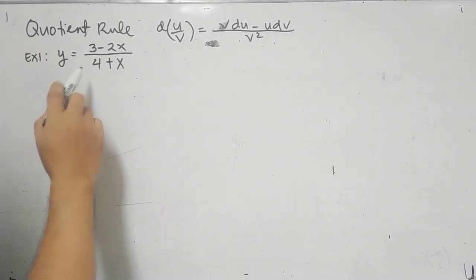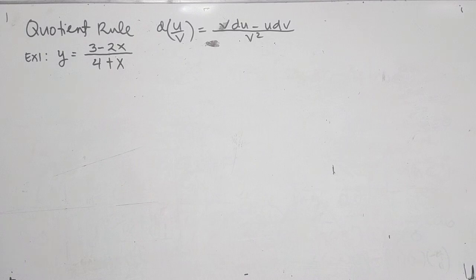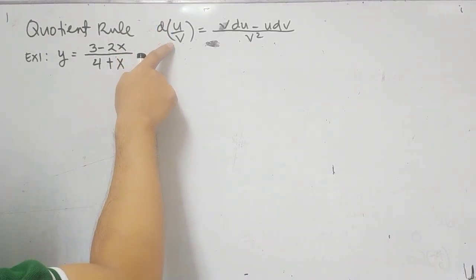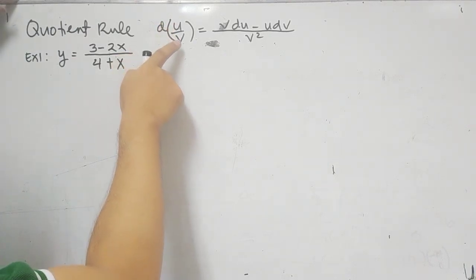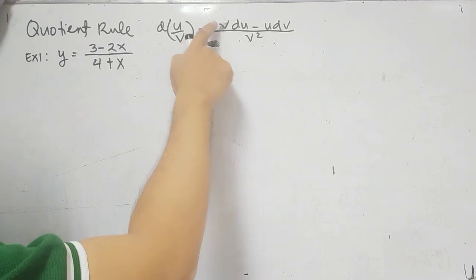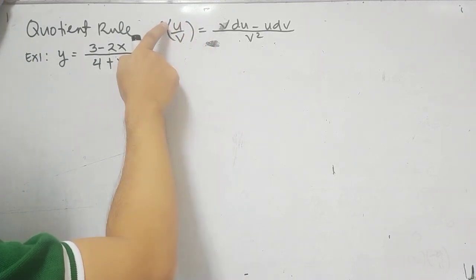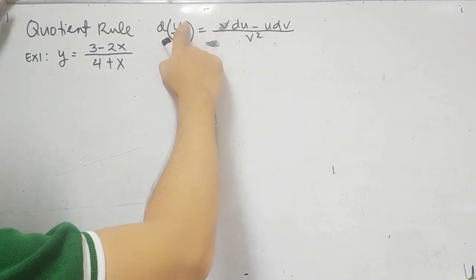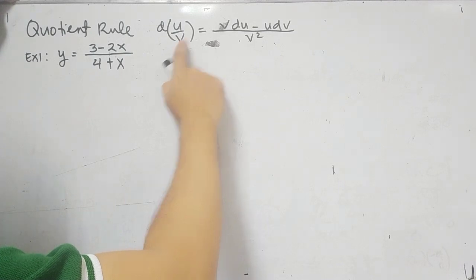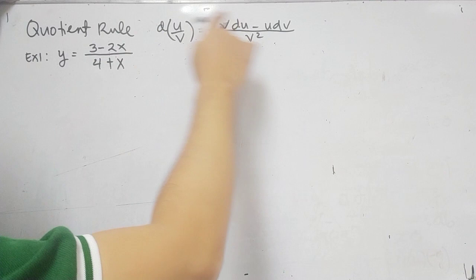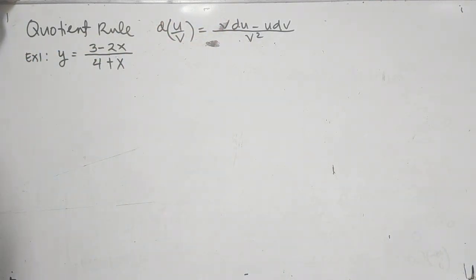This is now the quotient rule of derivative. Our formula is the derivative of u over v. Your u stands for your numerator and v your denominator, which is equivalent to: you write first your denominator, which is v, times the derivative of your numerator, minus your u, which is your numerator, times the derivative of v, divided by v squared. Square your denominator. So this is the formula for finding the derivative of a quotient.